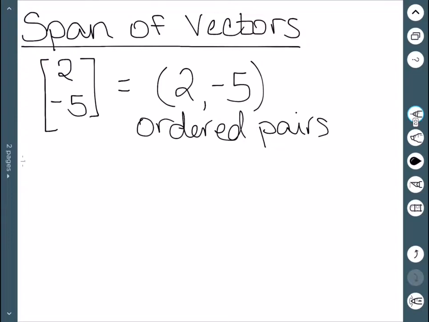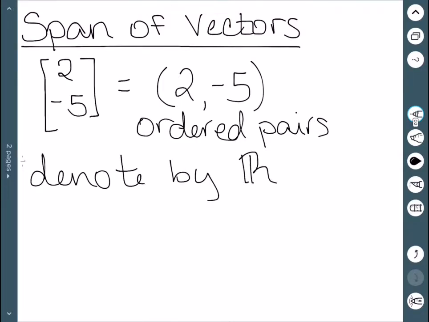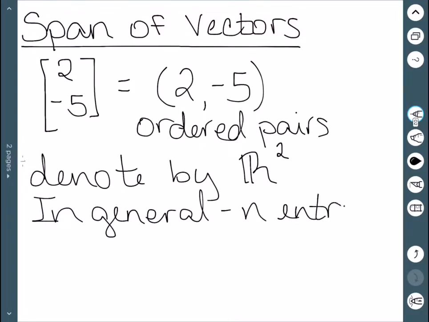Therefore, our vectors with 2 entries correspond to our two-dimensional coordinate system. And we denote this two-dimensional coordinate system by R2. In general, if we have vectors with n entries, then we can have an n-tuple that corresponds to Rn. So this does give us a graphical way to represent these. We can represent these as points in a plane.